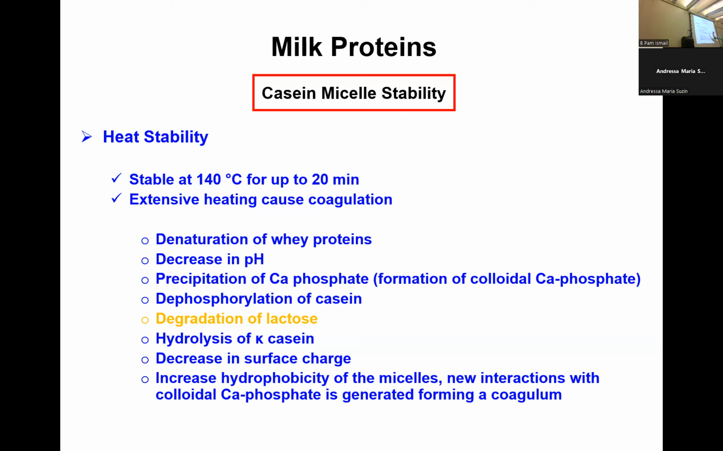Kappa casein can hydrolyze at high temperature, and then we lose on the zeta potential. With high temperature, the charge on the surface will decrease. And then this all contributes to an increase in hydrophobicity of the micelle. If we reduce the phosphorylation, hydrolyze the kappa casein, change the balance of calcium phosphate within the micelle, all that leads to increased hydrophobicity and new interactions of different casein micelles with each other, leading to coagulation.